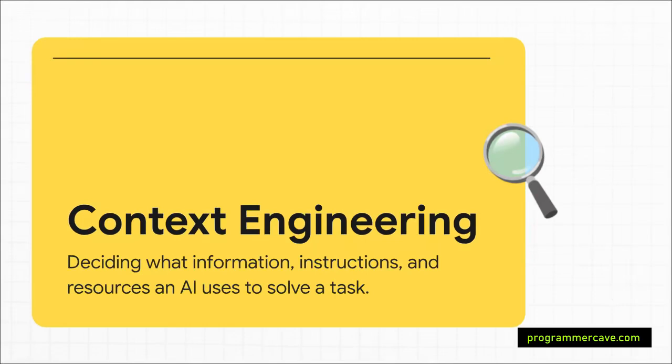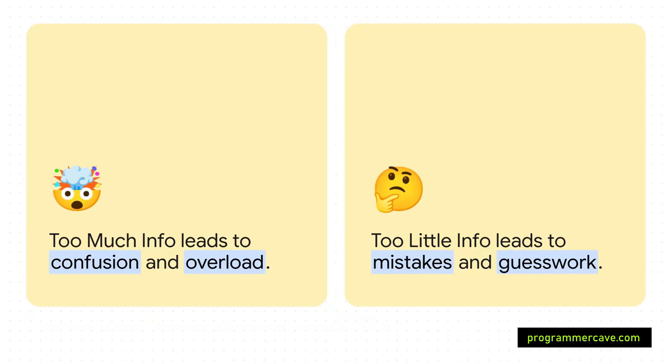This is context engineering. You can think of it as the art and science of carefully, thoughtfully preparing that book. It's about being incredibly deliberate with the instructions, the data, and the tools you give an AI agent for any given job. The whole game here is about balance. It's a classic Goldilocks problem.